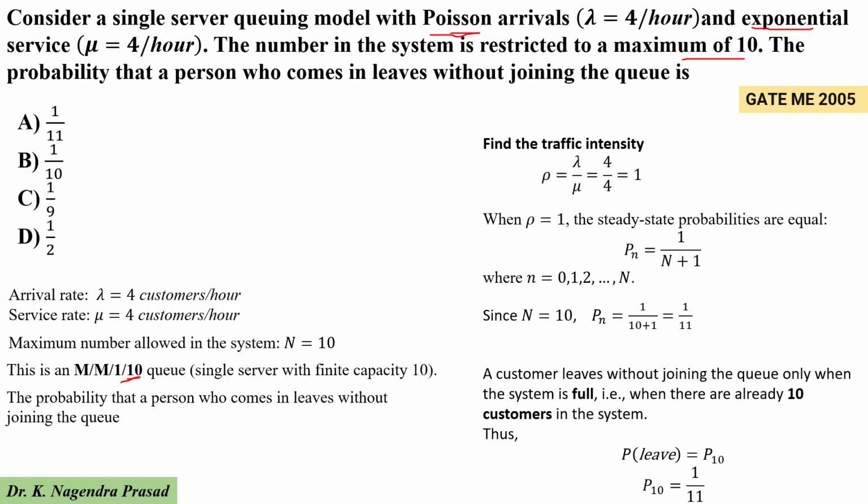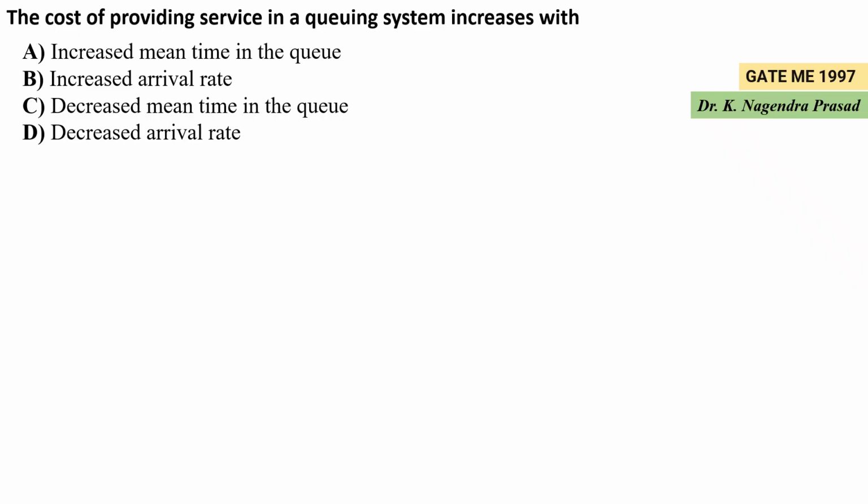A customer leaves without joining the queue only when the system is full. So when there are already 10 customers in the system, P of leave equals P of 10. Then P of 10 equals 1 by 11. So option A is the correct answer. Let's see the next question.